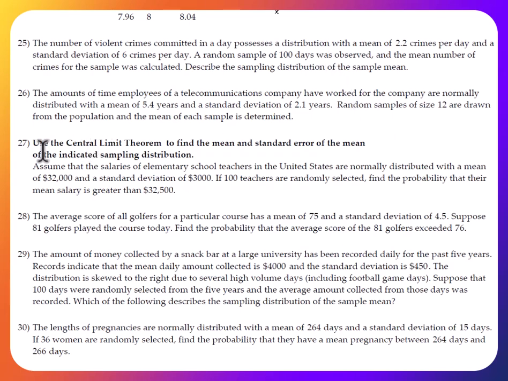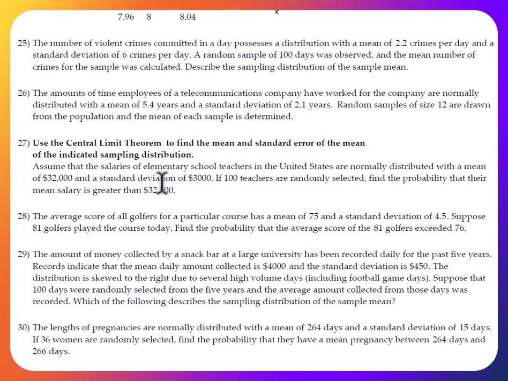27. Assume that the salaries of elementary school teachers in the United States are normally distributed with a mean of 32,000 and a standard deviation of 3,000. If 100 teachers are selected at random, so now the question, guys, is not about x, it's about the mean, x bar. If 100 teachers are randomly selected, find the probability that their mean salary is greater than 32,500.